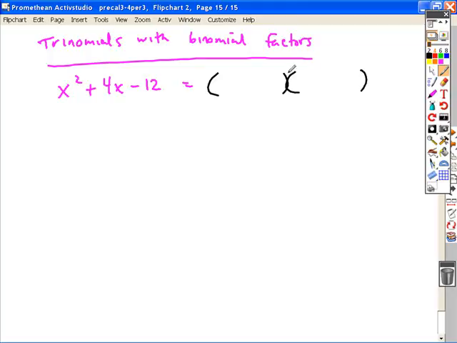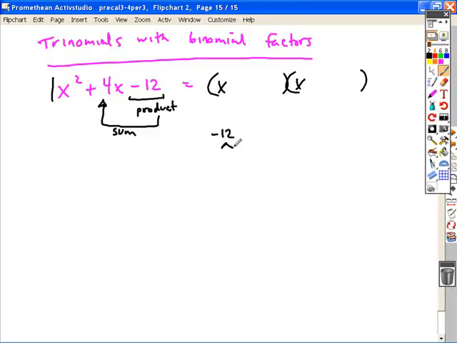You look to see your first term for each factor is going to be an x, again, if the leading coefficient is a 1. And then your second terms are going to be the two factors whose product is this last term and whose sum is this middle term. So what two factors of negative 12 have a sum of positive 4?